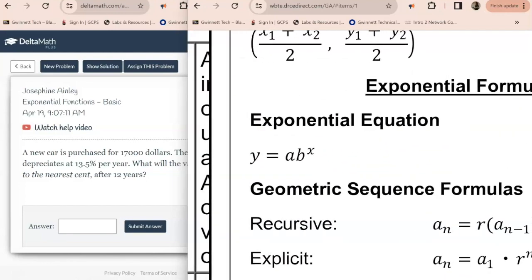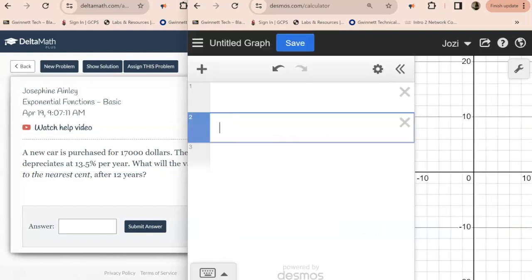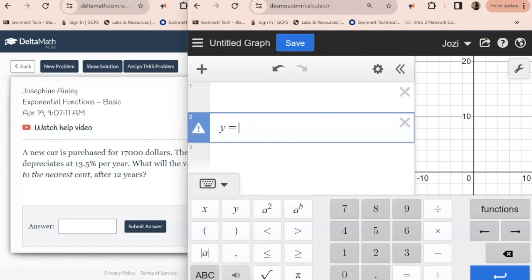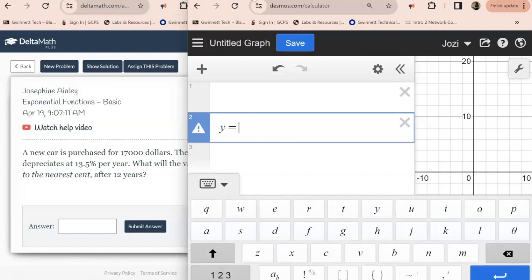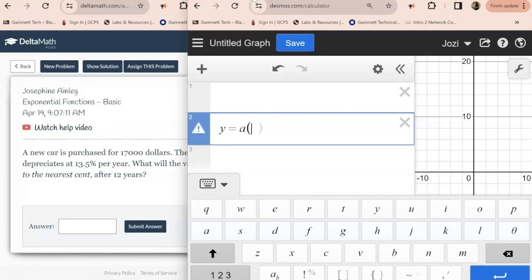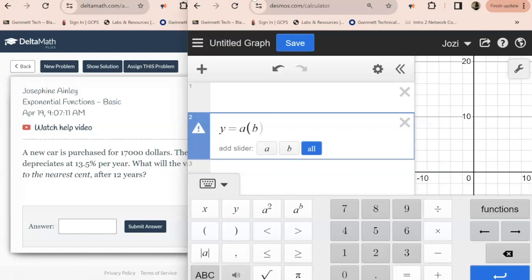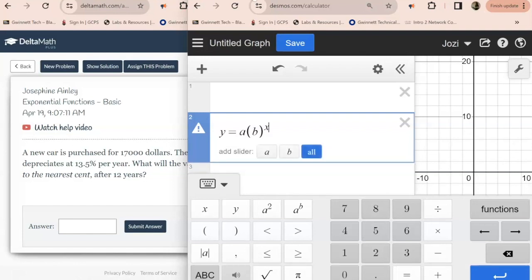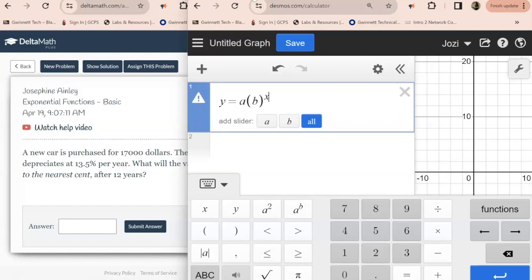So I'm going to type this into the calculator so that I'm ready. Y equals AB^X. Okay, so Y equals A, parentheses B, raised to the X power. All right, so I've typed in Y equals AB^X. That way I can just put my numbers in.